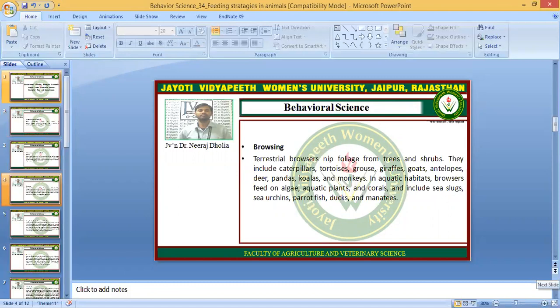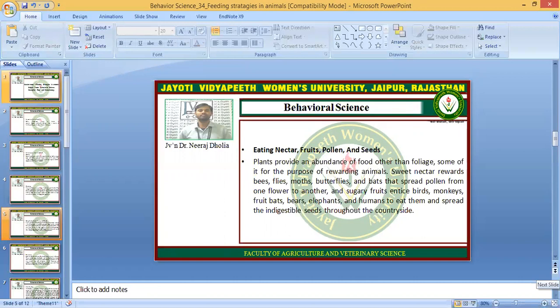The next method of feeding is browsing. The terrestrial browsers nip foliage from trees and shrubs. They include caterpillars, tortoises, crows, giraffes, goats, antelope, and various other animals. In aquatic habitats, browsers feed on algae, aquatic plants, and corals, and include sea slugs, sea urchins, parrotfish, ducks, etc.